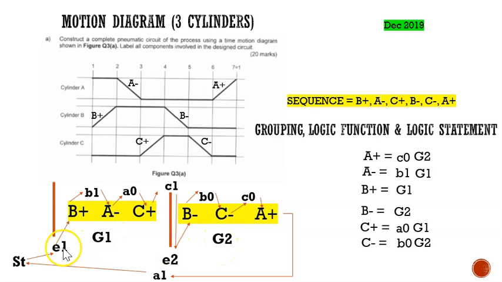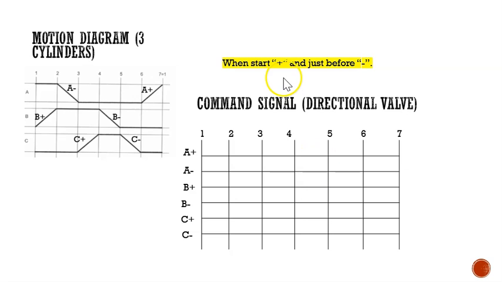And don't forget E1. Going backward we have ST, we have A1, and the group is G2. For E2, going backward, going up here is C1, and the group is G1. So we have completed the logic statement that we're going to use in drawing the pneumatic circuit diagram. And now we need to do the command signal first.